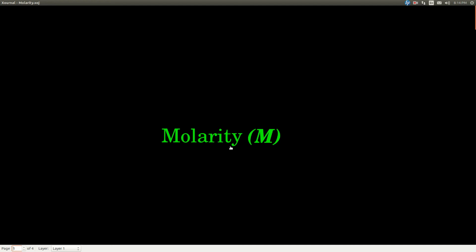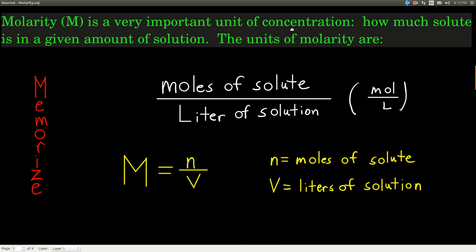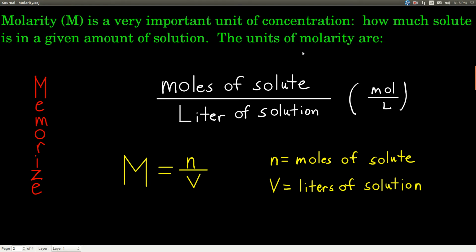In this video, we're talking about a unit of concentration called molarity. The symbol for molarity is a capital M. So let's define it for you. It's a very important unit of concentration. We use it a lot in chemistry, probably more than any other unit that you'll see.